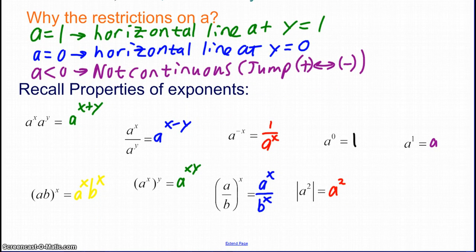So now let's look at our properties of exponents. a to the x times a to the y is a to the x plus y. a to the x over a to the y is a to the x minus y. a to the negative x is 1 over a to the x. a to the 0 is 1. a to the 1 is a. (ab) to the x is a to the x, b to the x. (a to the x) to the y is a to the xy. (a over b) to the x is a to the x over b to the x. And the absolute value of a squared is a squared.